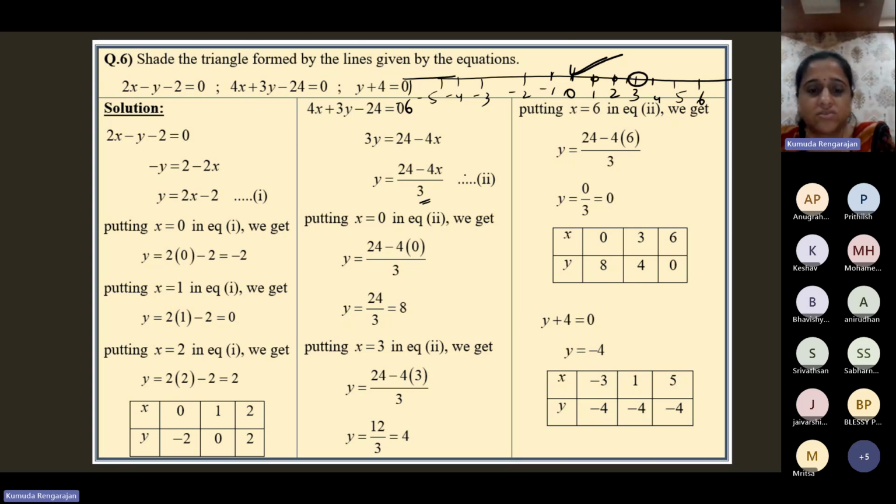1, 2, 3. X is 3. Then 1, 2, 3. X is 6 will work. On this side, you try minus 3. It will work. When it's minus 3, minus into minus plus, 4 3s are 12. 24 plus 12 is 36. 36 by 3 is 12.